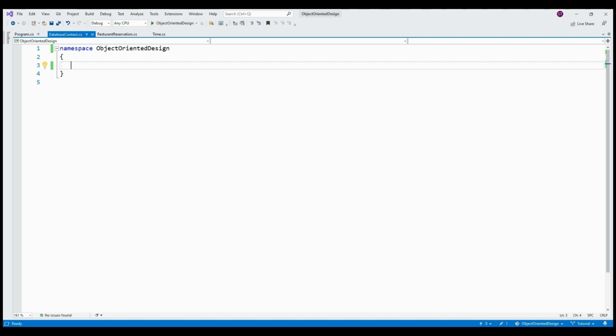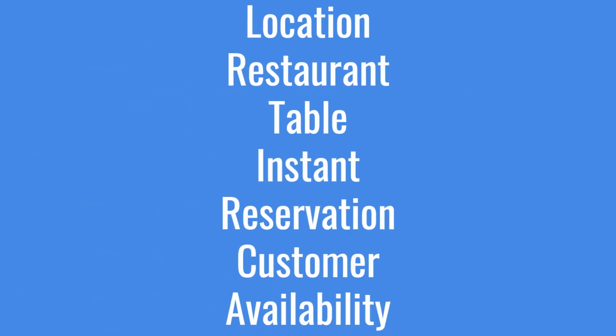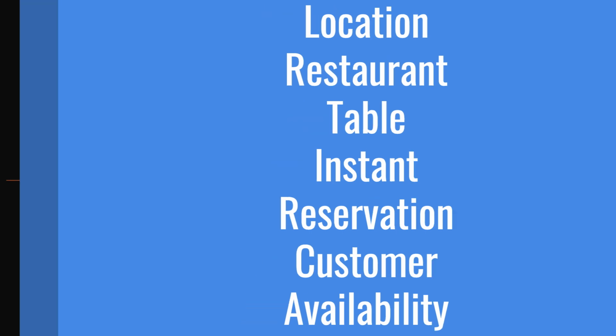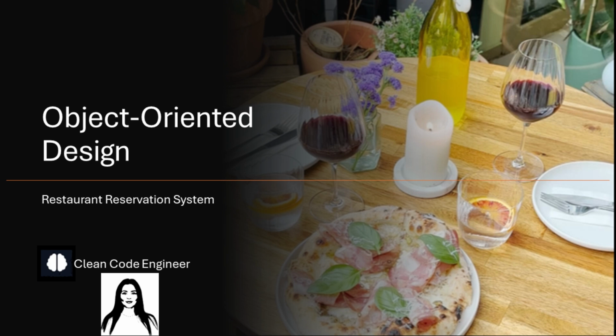In the last video, we laid the foundation by designing the core classes for our system, such as restaurant, table, reservation, and customer. If you haven't seen part 1 yet, I highly recommend checking that out first.